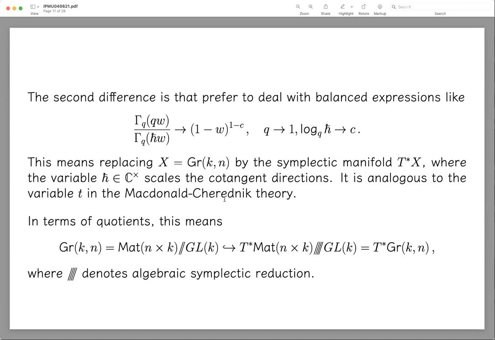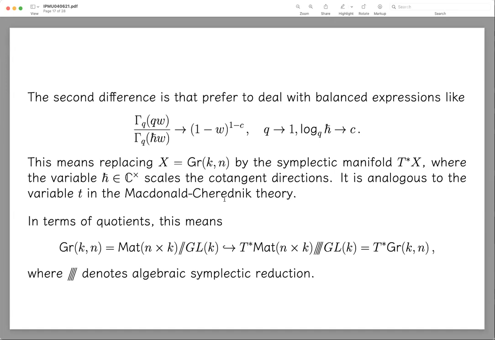So instead of the Grassmannian, we'll take T star of the Grassmannian, and exactly how we balance everything in the numerator is controlled by some parameter h bar, which is analogous to the variable t in the Macdonald theory. That h bar is also the parameter that rotates the algebraic symplectic structure on X, and it's also what rotates these three hyperkähler structures and so forth.